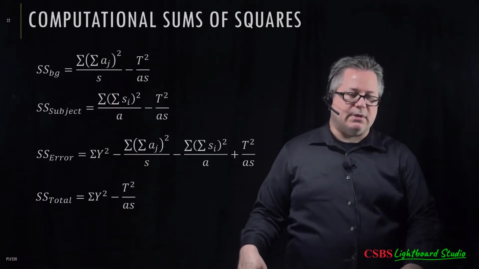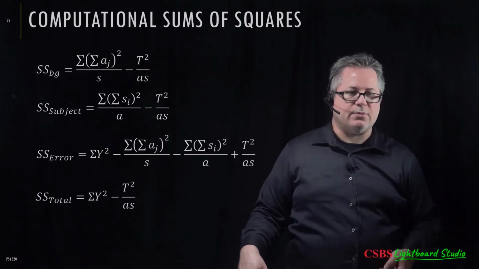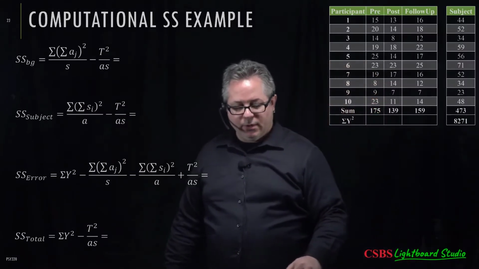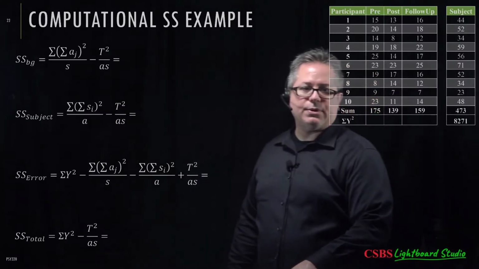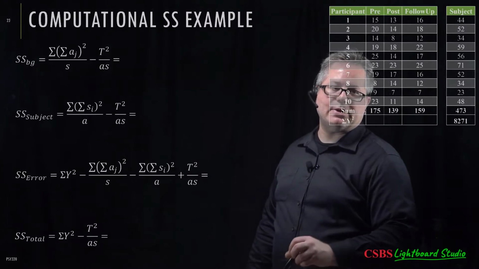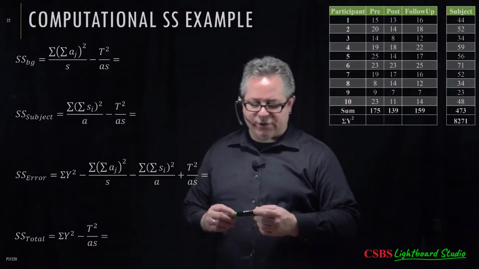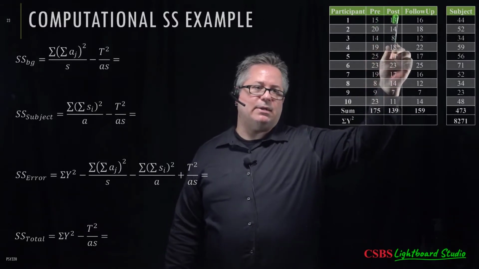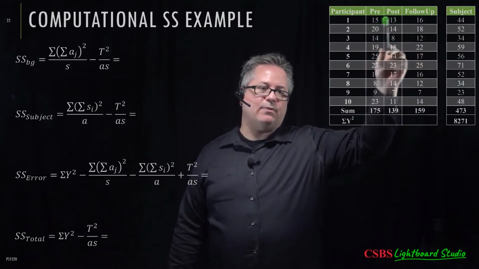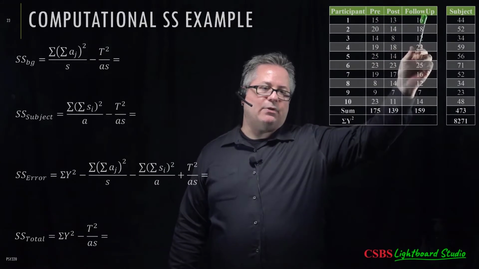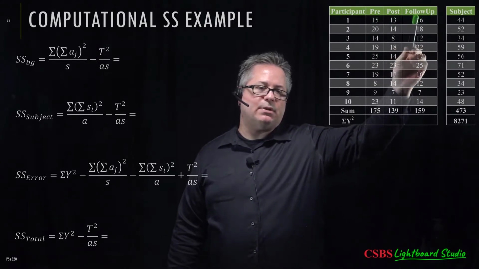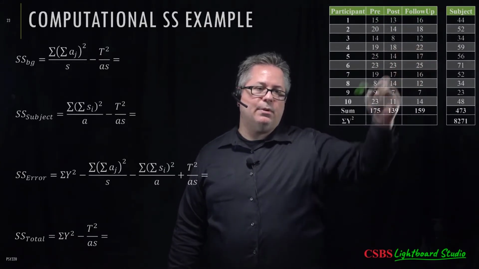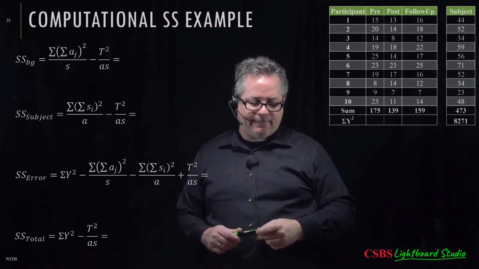Okay, so let's see how we plug numbers into those. So for between groups, it's the sum of AJ squared. So where are the sums of AJ? All right, so this is essentially A1, A2, A3. I need the sums of each of those. I need to square those sums, and then I need to add them up. All right, so we can do that.